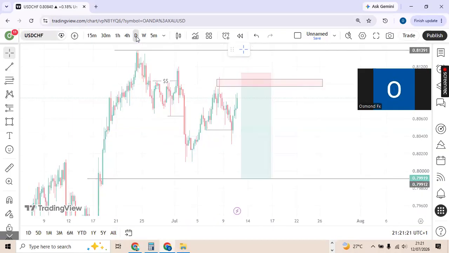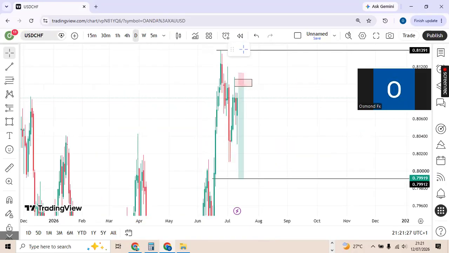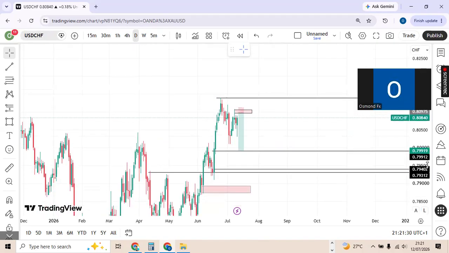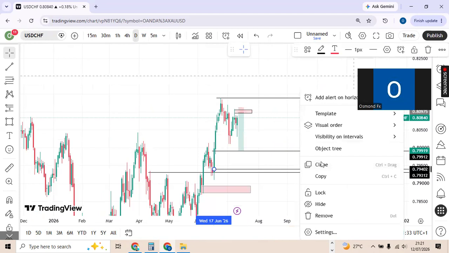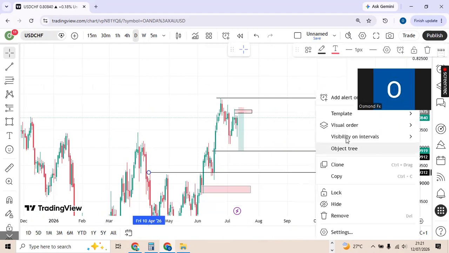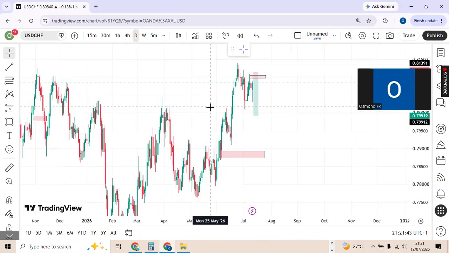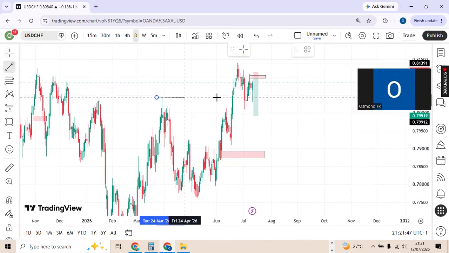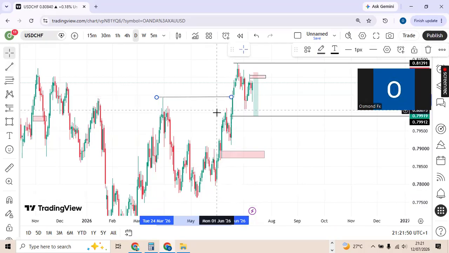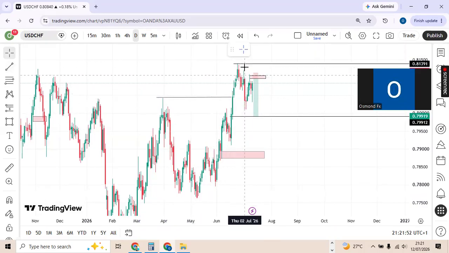Let me go to the daily time frame. Let me delete this. Coming to the daily time frame, we can all see that the USD CHF is in a bullish trend. How is it a bullish trend? The market has already broken this high. This high is higher than this, so we are in a bullish trend.